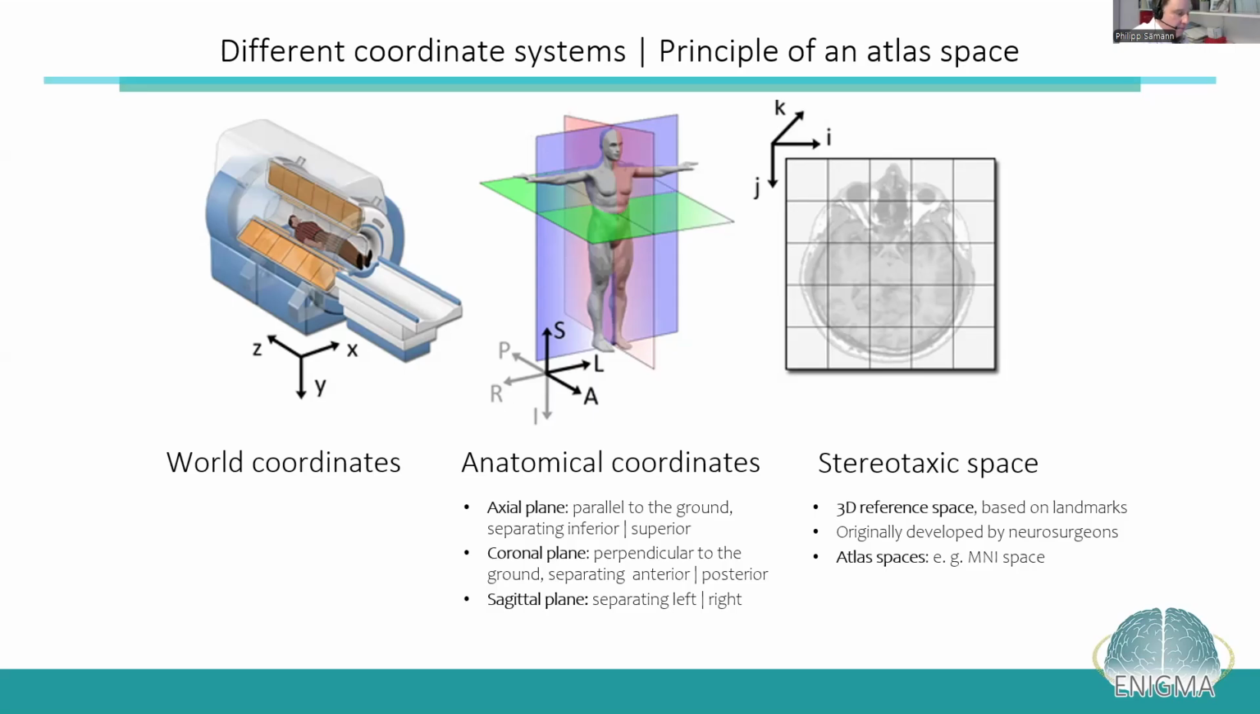The so-called stereotaxic space here of a brain is one of these mentioned 3D reference spaces, also called atlas space, that is of an artificial normative size, and that is used as a destination system for the spatial normalization steps. And as soon as you are in stereotactic space, the voxel coordinates, 3D coordinates, should actually refer to the same anatomical structures across individuals.